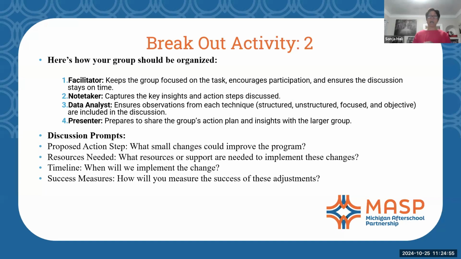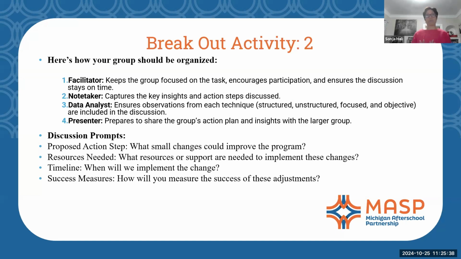So it's time to take that observation just one step further, guys. And in this breakout session, your group will combine your insights from the multiple observation techniques. Once again, the structured, unstructured, the focused, and the objective. And you're going to develop just a realistic action plan. So you should have received that as well. You're not going deep into this action plan. I say stick to exactly what is on that form and answer it exactly the way that is listed there in the document.